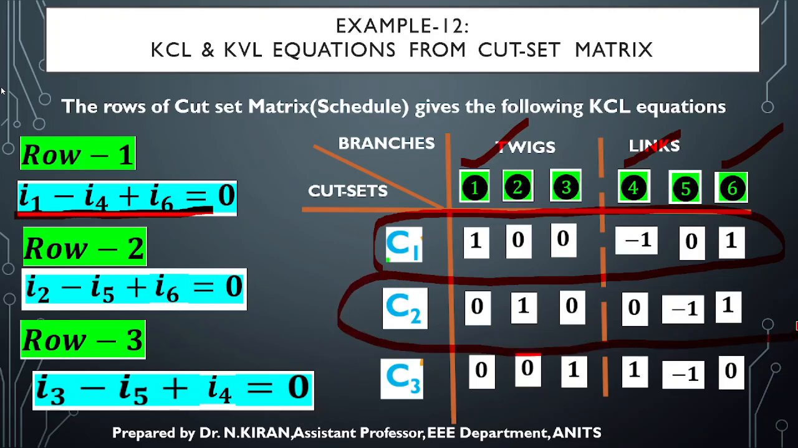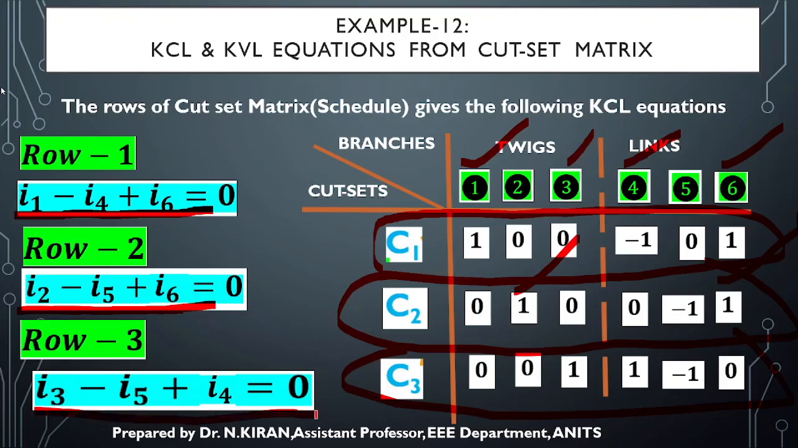When I consider the second row, I have +1 near 2 and 6, and -1 near 5. So the equation is I2 minus I5 plus I6 is equal to 0. Now I consider the third cut set, third row: +1 near 3 and 4, and -1 near 5. So the KCL equation will be I3 minus I5 plus I4 is equal to 0.